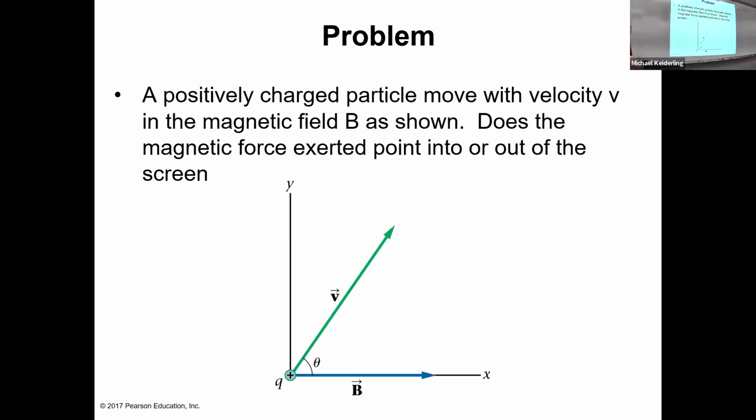So here we have a positively charged particle that moves with a velocity v in the magnetic field B shown. Does the force point into or out of the screen? So here, this is the velocity, this is the magnetic field. Is the force into or out of the screen?